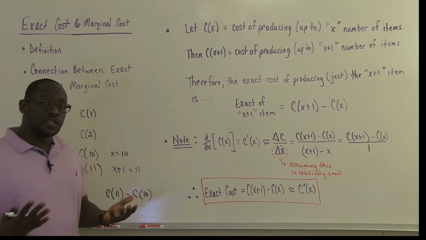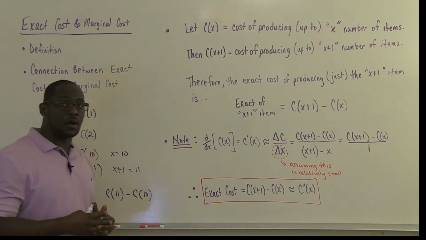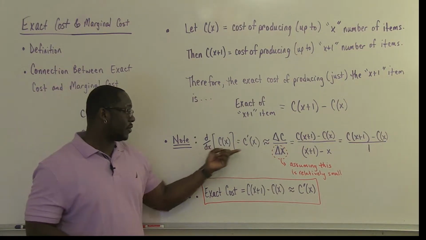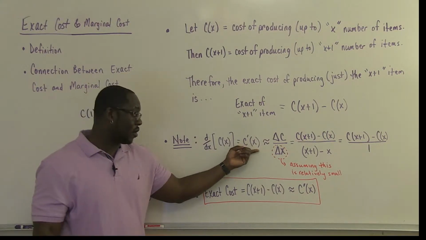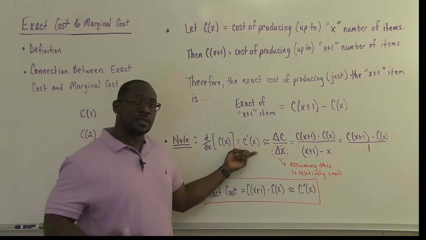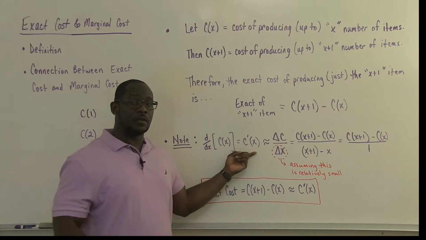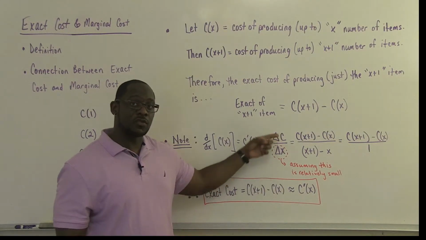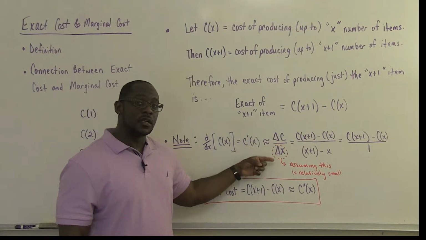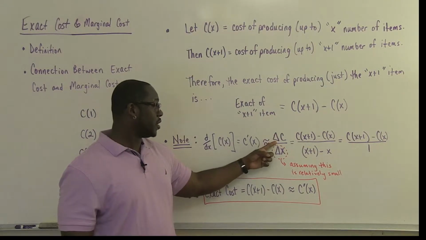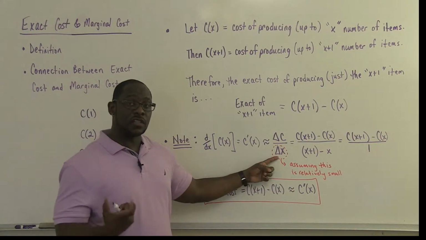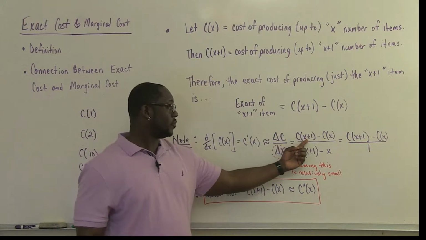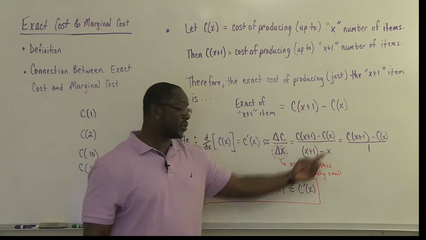So the relationship between marginal cost and exact cost is that we know that if we take the derivative of cost, that would be what marginal cost is. And we know that a good approximation for the marginal cost would be the difference quotient. And here the difference quotient is written in incrementals, so the change in cost over the change in the number of units. And so if we write that out here, we have C of X plus 1 minus C of X.